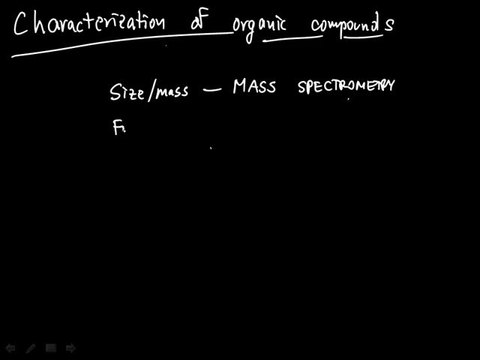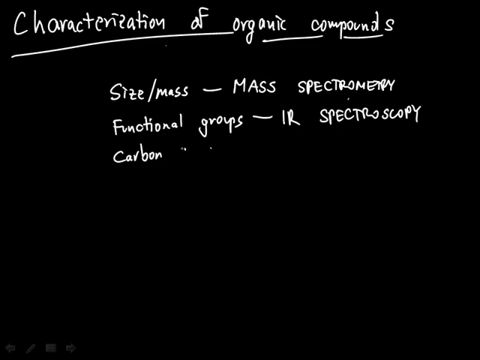Especially in organic chemistry, we're also looking for functional groups. And this information will be provided to us by IR spectroscopy. Finally, we ideally want to establish the position of each carbon and hydrogen atom in the molecule. In other words, we want to discover what the carbon skeleton looks like.